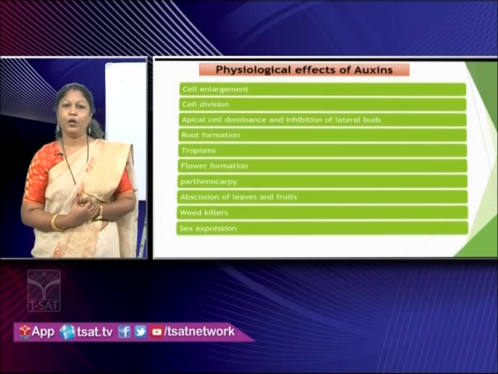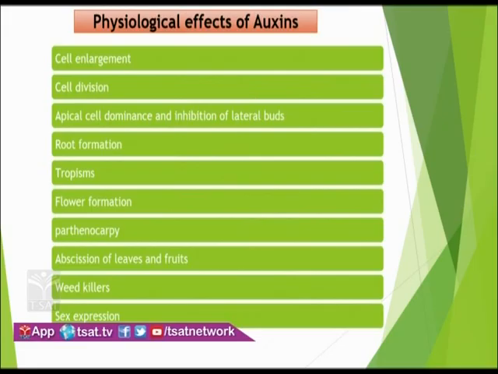Now let's try to understand the physiological effects of the auxins. What is the primary effect of the auxins? We come across cell enlargement, cell division, apical dominance and the lateral buds. Cell enlargement and cell division are quite interrelated. The auxins promote cell division, especially in the cambial region, so they give rise to secondary xylem and secondary phloem.